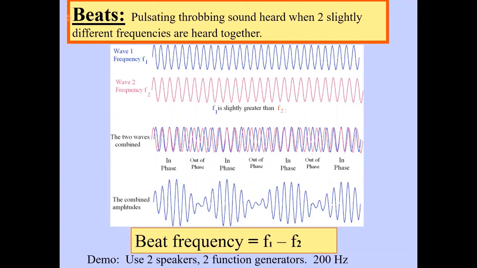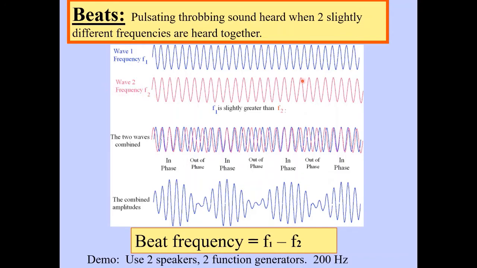Another really fascinating effect of sound is the effect called beats. Beats are a pulsating, throbbing sound heard when two slightly different frequencies are heard together. And we'll see a demo of this shortly, but let's look and see how this works. So imagine we have two sound sources. We'll call the first one wave 1, that's the blue one here, and so it has a frequency F1. And wave 2, the second sound source, has frequency F2.